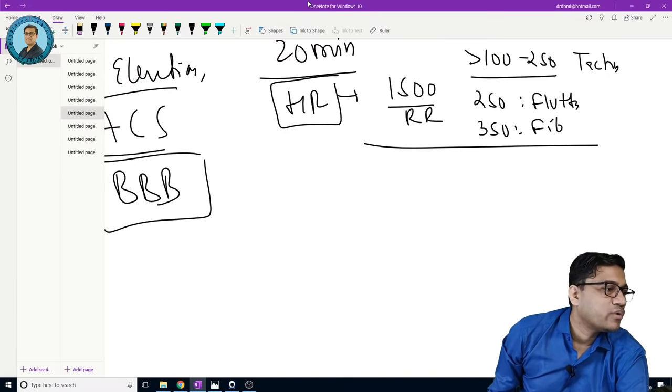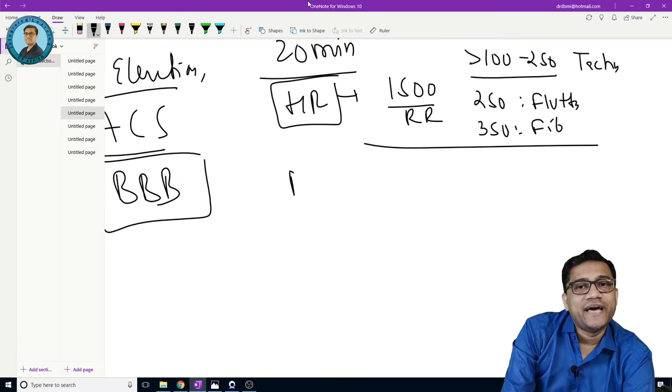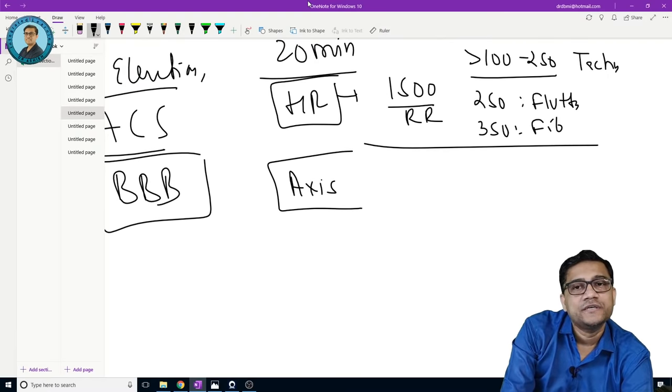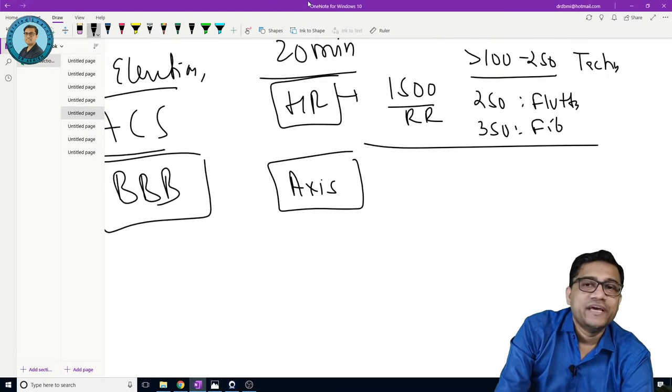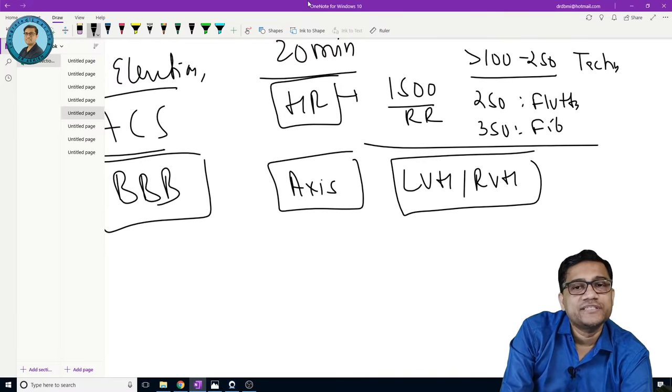That is bundle branch block. I will take it later. Don't worry. Second is axis. We have done that. Clear? Then we discussed hypertrophy, LVH and RVH. We discussed that also. Then we discussed the blocks.